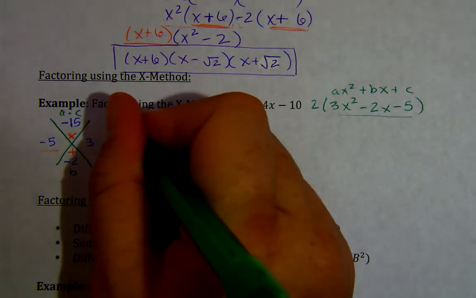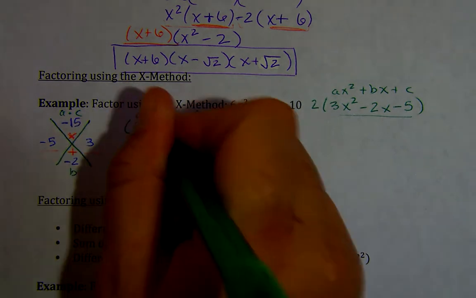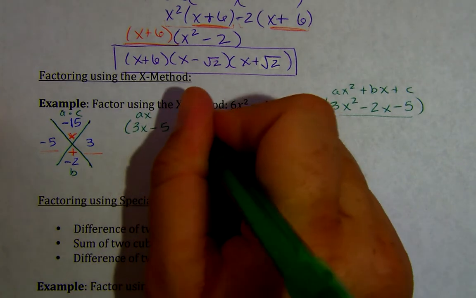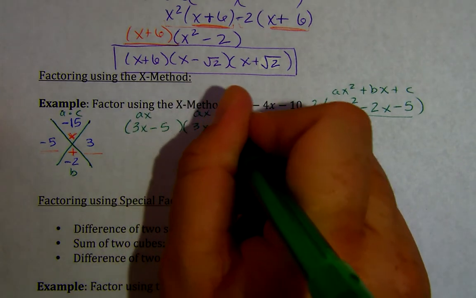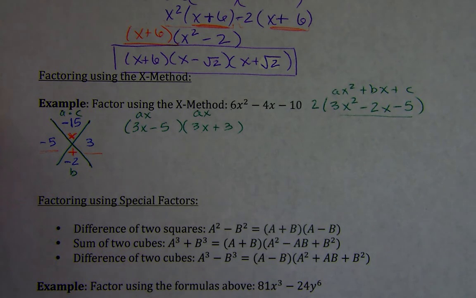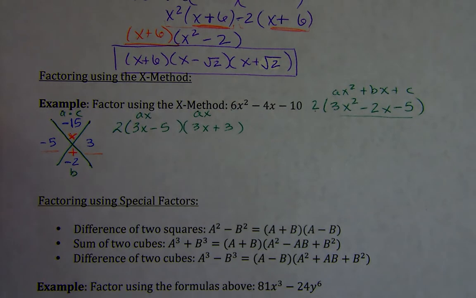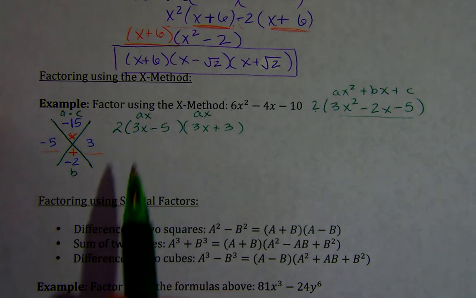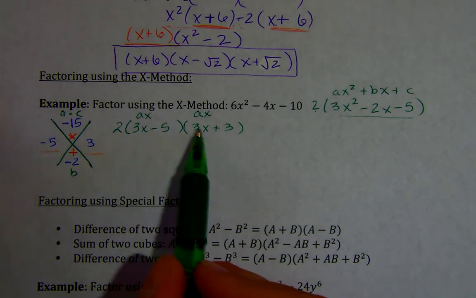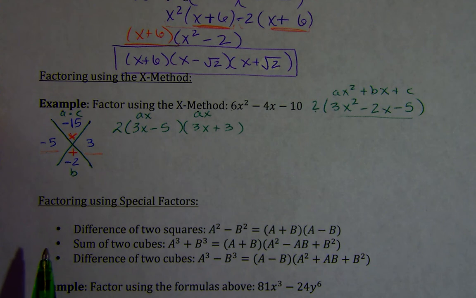So I'm going to have 3x minus 5 and 3x plus 3 using these two terms right here. Now oftentimes, I need to remember my 2 out front. Oftentimes this is where students kind of look at me confused and say, well, that's too many 3's here. Which one has the 3?